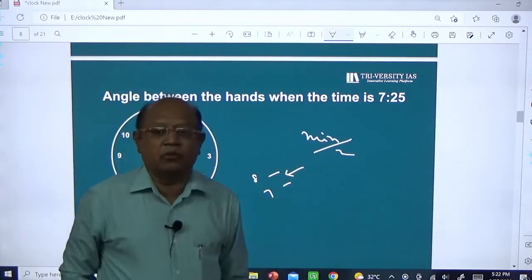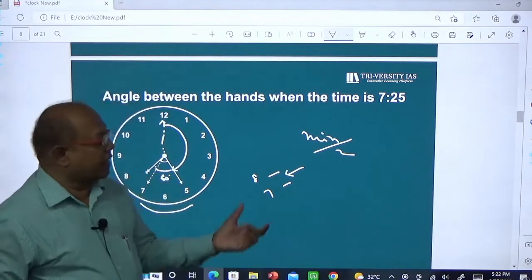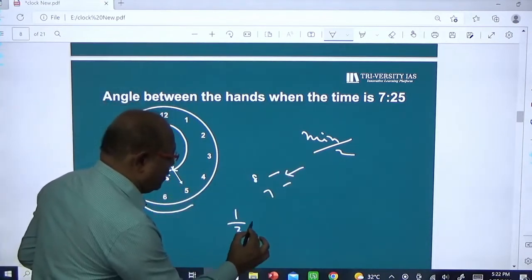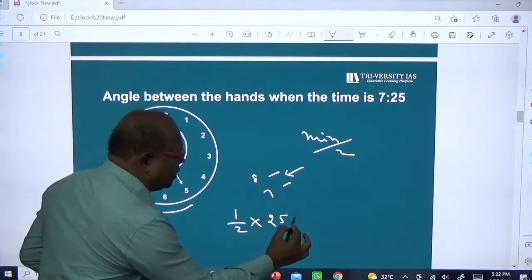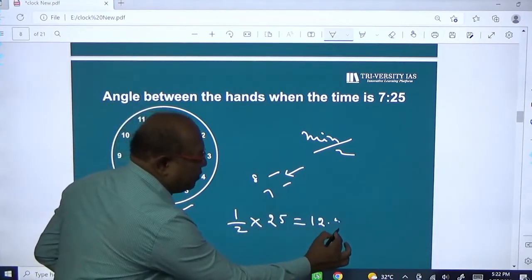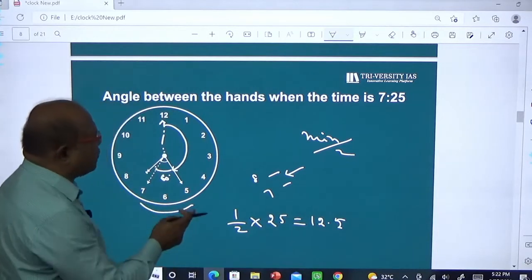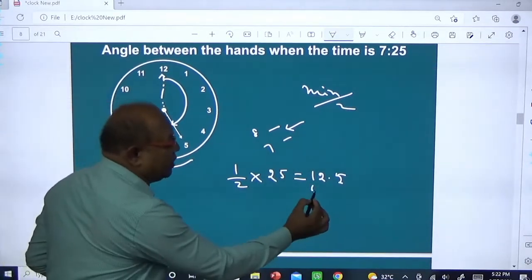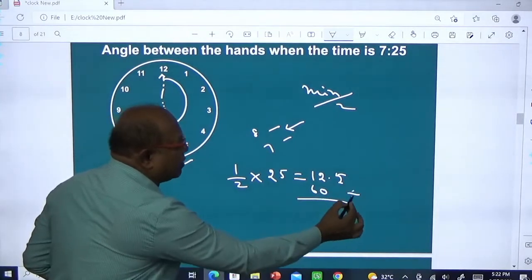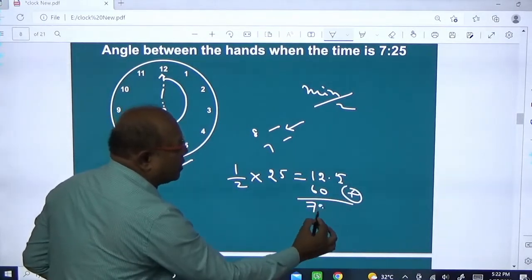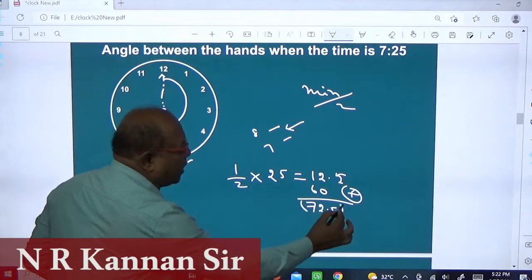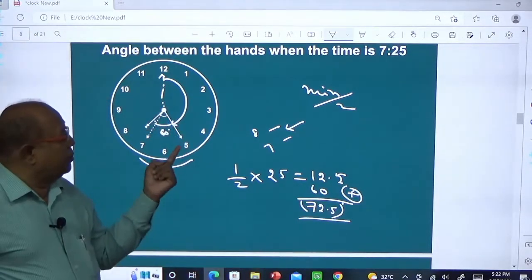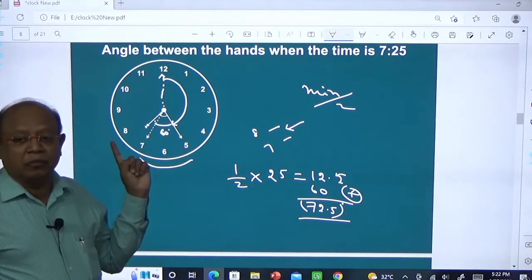That's why I already told, for not overtaken, make the minute into half. So half of 25 is 12.5. And from 5 to 7, 10 minutes, 10 times 6 is 60 degrees. So we need to add these two. It is nothing but 72.5 degrees. Once again I am telling, see, from the bigger hand, move towards the smaller hand.